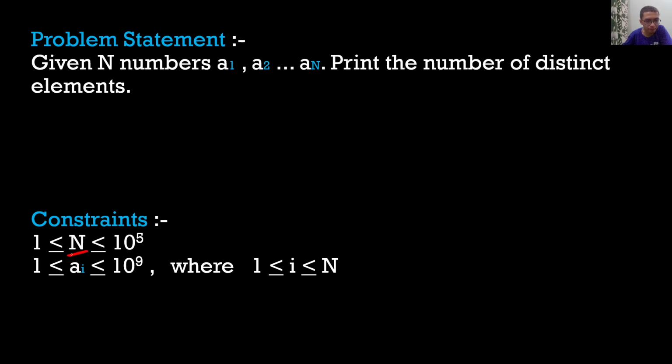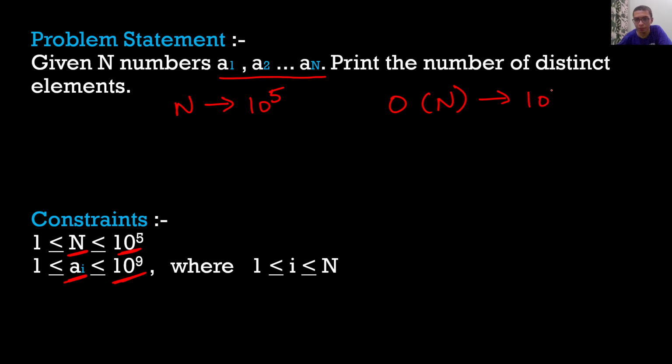So now let's see the constraints for this. So the size of my array n, it could be as big as 10 to the power 5, right? And the array elements, they could be as big as 10 to the power 9, right? So it is given that the size of our array n, it could be as big as 10 to the power 5. So let's say if I have a big O of n approach to solve the problem, then it would roughly take around 10 to the power 5 steps, right? Because n could be as big as 10 to the power 5.